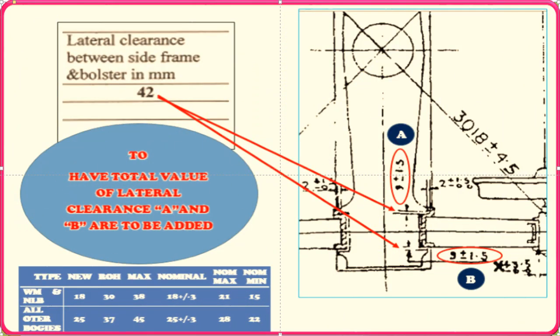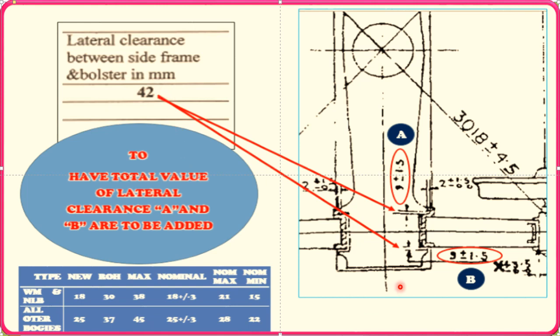In between the last and this column, there are certain columns which do not pertain to Casnub, so I have skipped them and come to the most important column 42, which is lateral clearance between side frame and bolster. This is the bolster and this is the side frame. This is the center pivot, and here we have side bearers. This is the cut picture.